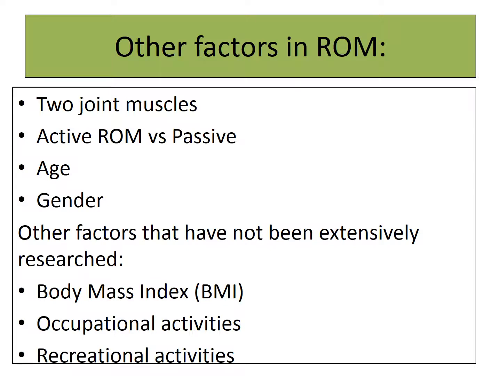There are other factors that can also affect range of motion, and not necessarily have there be a pathology in the joint capsule or ligament or tendon. For example, you can be looking at a joint that has a muscle that crosses two joints. Can you think of any muscles that would cross two different joints? Well, one example is the hamstring. The hamstring is going to cross the hip joint as well as the knee joint.